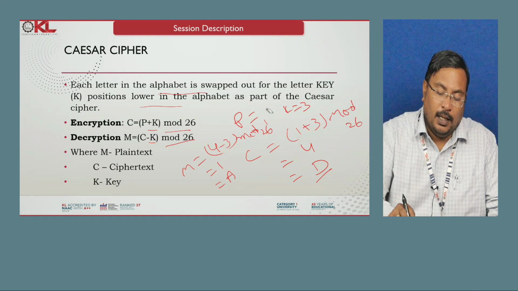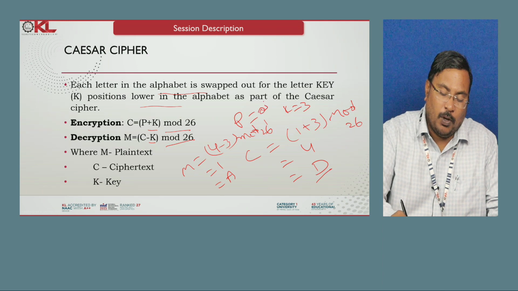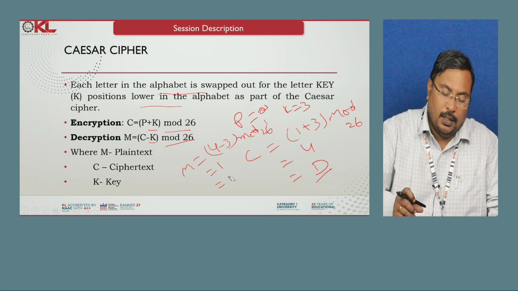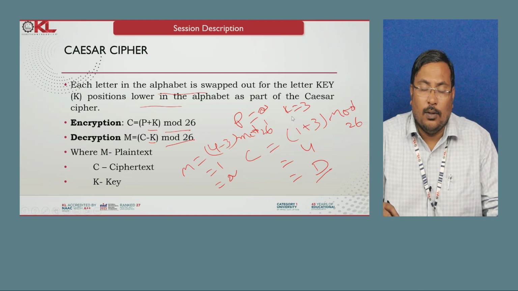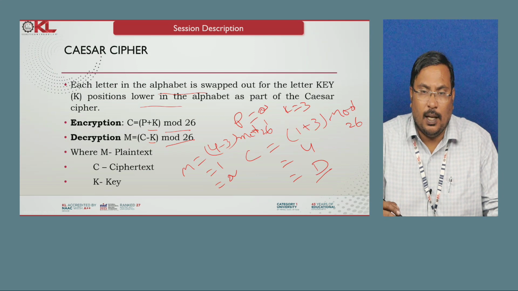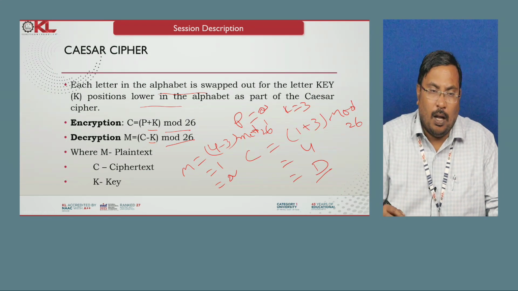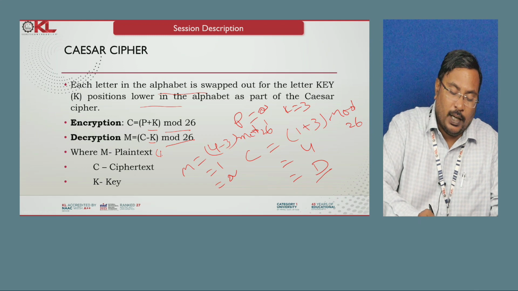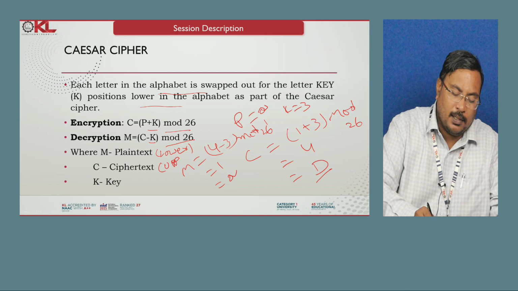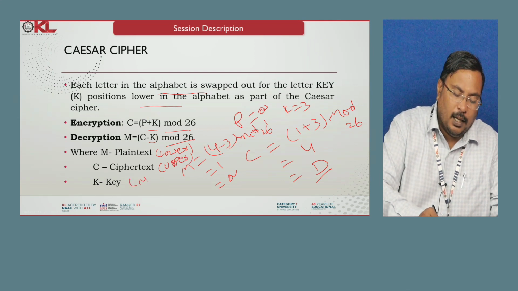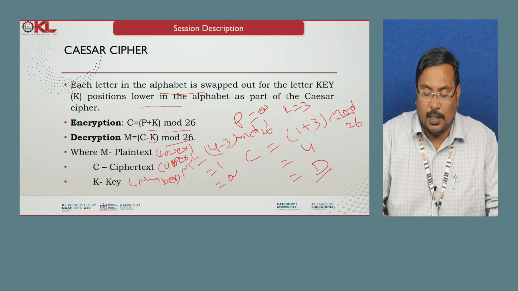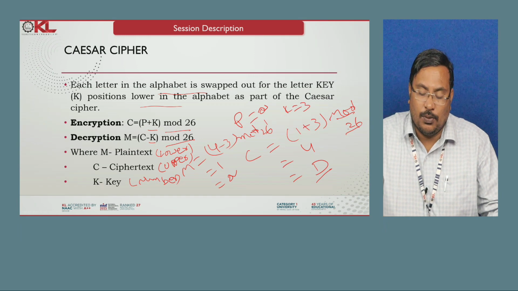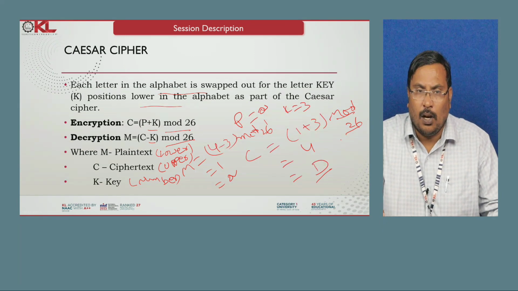In reality, it will be represented using small letters, and the reverse side will use small letters in order to identify which is the plain text and which one is the ciphertext. Please remember, always plain text in lower case, ciphertext in upper case, and the key is a number. Why are we going to use mod 26? Because we have only 26 English alphabets.